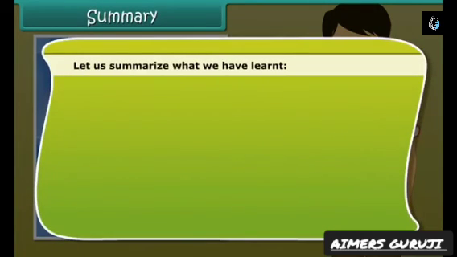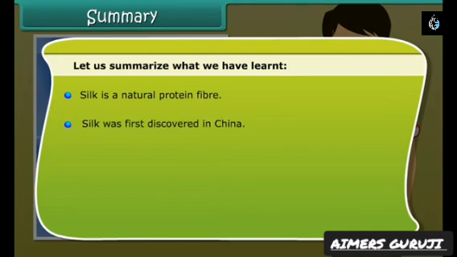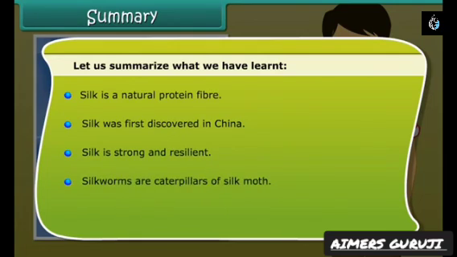Summary. Let us summarize what we have learnt. Silk is a natural protein fiber. Silk was first discovered in China. Silk is strong and resilient. Silkworms are caterpillars of silk moth. Silk fiber is obtained from the cocoons spun by silkworms.